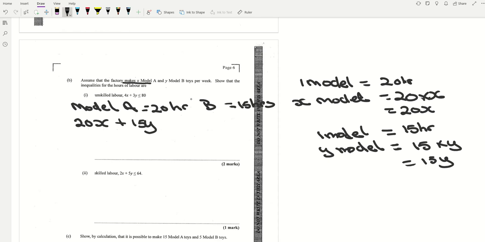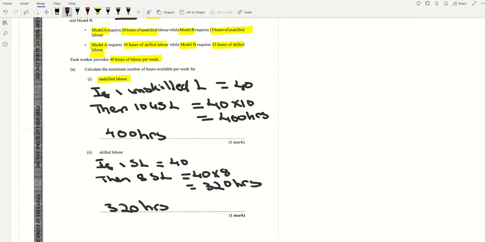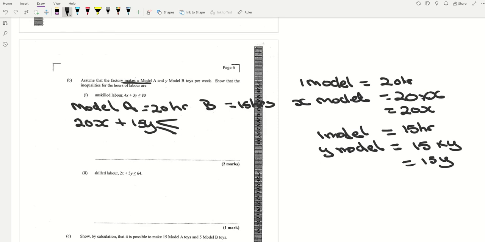Now, if you add 20X plus 15Y, this would be less than or equal to the total number of hours that they would work, which is 400. But if we look at this, the coefficient of X is 4. So 20 divided by what would give you 4? 20 divided by 5. So I'm going to divide this entire thing by 5. So 20 divided by 5 is 4x.